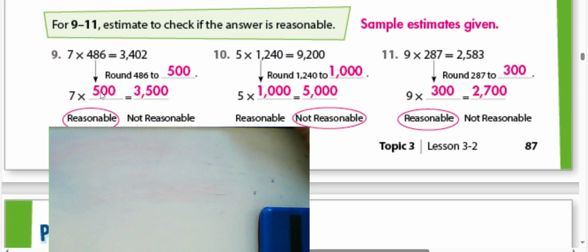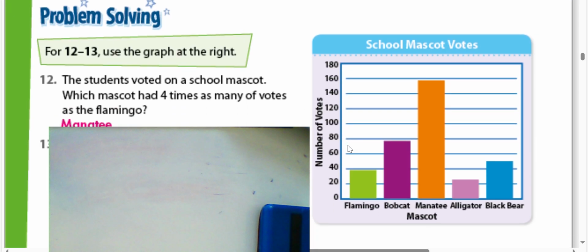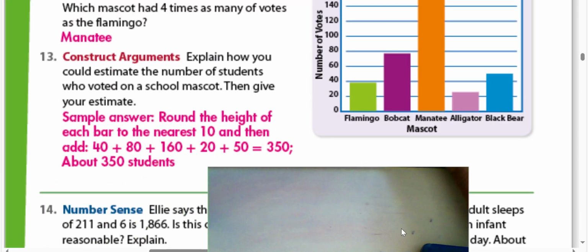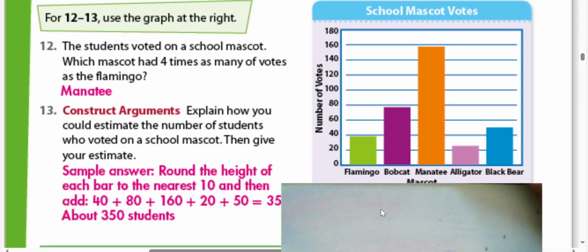486 is nearest to 500. Then the number here, by using rounding, it will be reasonable. Nearest to the actual number. 3500 is nearest to 300. 6402. And 5 times 1000 will be 5000. And also you can find there is a comparison between the actual number and the approximation. Now he gave me another example here to approximate the result.